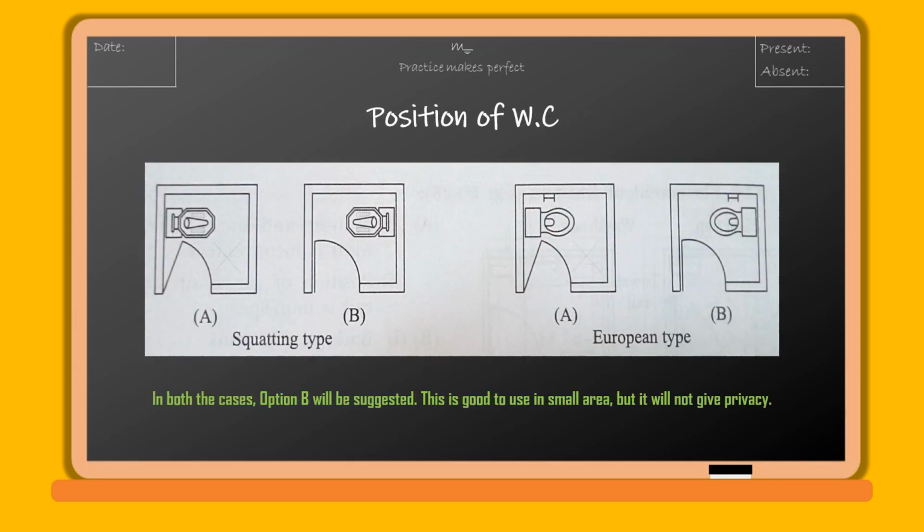As before, the position of the water closet is based on the location and orientation of the living room or nearby rooms and bathroom. In this case, for a water closet with minimum area, we can follow option B in both cases for easy use.